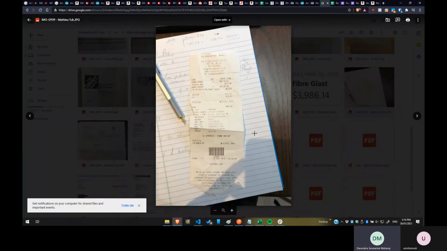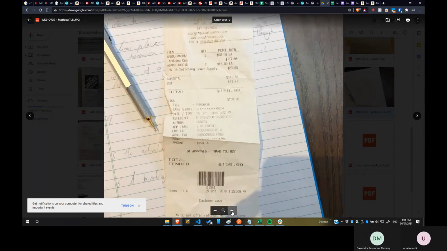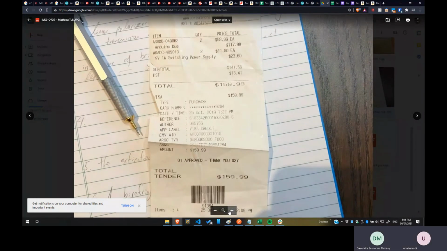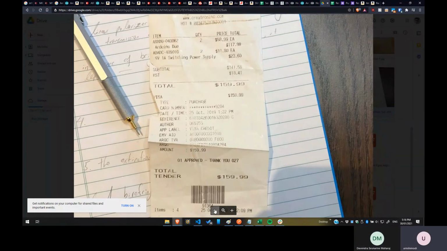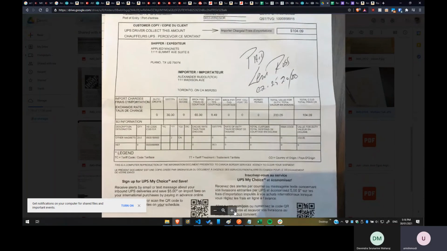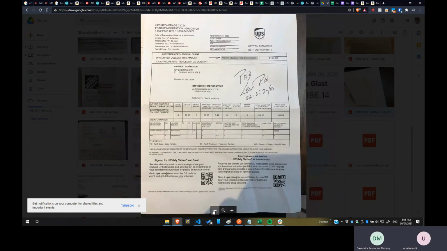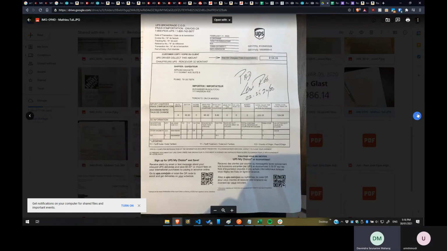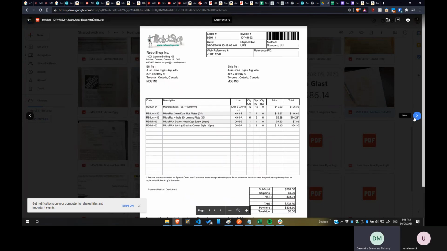Okay, let's see. Creatron, he bought a power supply and 2 Arduino Duos. And this is some magnets by the looks of it. Someone spent $100 on magnets. Oh no, this is one.